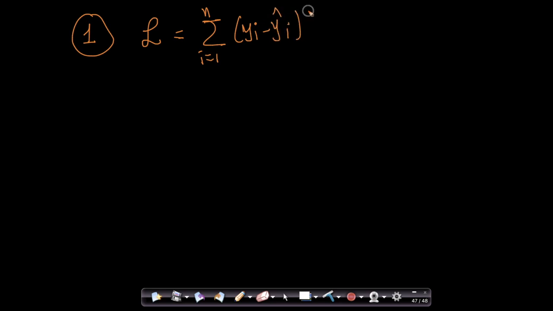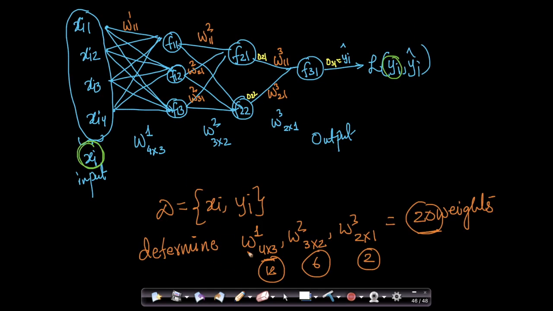So step 1, let's go step by step. First step is to define a loss function. Let me write my loss function as squared error: summation over i equals 1 to n of (yi minus yi hat) squared, plus some regularization. The regularization is on the weights. Any weight here can be represented as W with a superscript k and subscript i comma j. Any weight can be represented as W^k_ij.